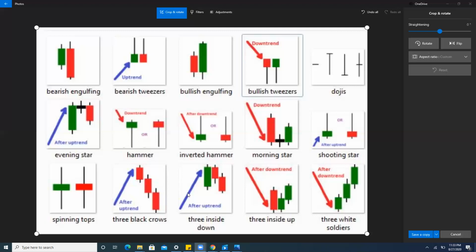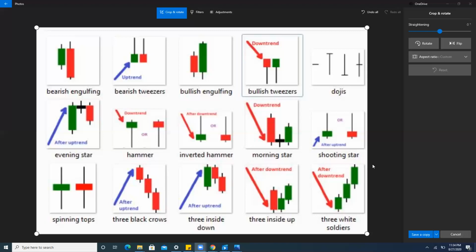3 inside down, it's just a broken up form of an engulfing candle. So basically, if you look at this, the size of this engulfing candle is basically 2 of these put together. So if you were to combine these two candles, that would be an engulfing candle. So that's the way I think about three inside down. It's like a weaker form of an engulfing candle. And it's best when it's after an uptrend. Three inside up is the opposite, where there's two candles that engulf the body of the last bearish candle. Three white soldiers, big shift in the market.